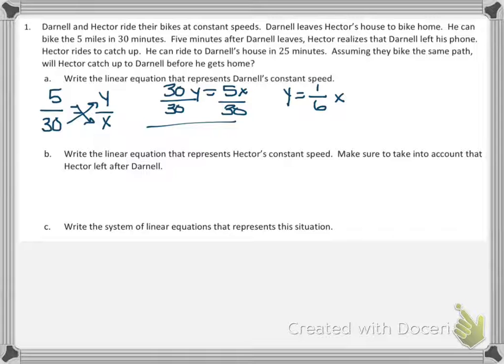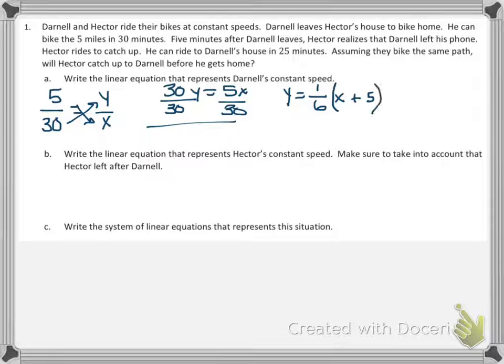Okay, and then 5 minutes after Darnell leaves, Hector realizes Darnell left his phone. Hector rides to catch up. He can ride to Darnell's house in 25 minutes. Well, let's talk about the 5 minutes after. If x is Hector's amount of time, then Darnell would ride 5 minutes longer. So this would be not just x, but x plus 5.